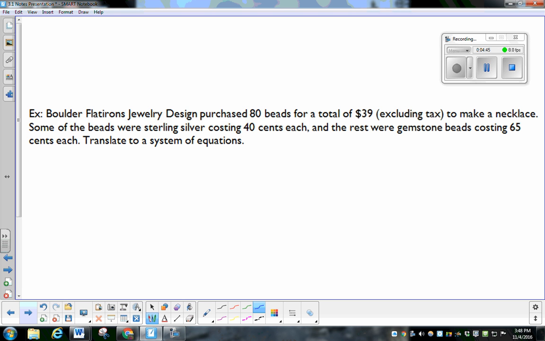So again, I need to define my variables. The two things I have here are how many sterling silver beads I got and how many gemstone beads. I don't like to use S in equations because it looks like a 5 sometimes. So I'm going to use X to represent the number of sterling silver beads, and I'm going to use G to represent the number of gemstones.